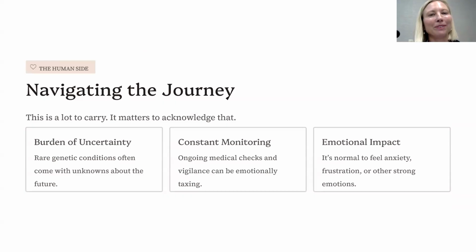And I recognize that this is a lot to carry, and I recognize that living with a rare condition can often mean managing uncertainty and staying aware of your health all the time and thinking ahead in ways that most of us probably don't have to always be thinking ahead, and that's probably really exhausting. So I just want you to know I'm acknowledging that, and I understand if it's overwhelming.